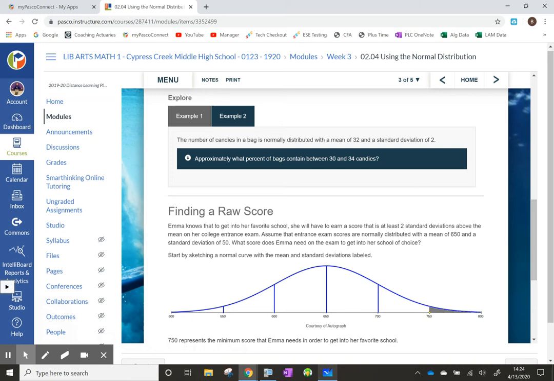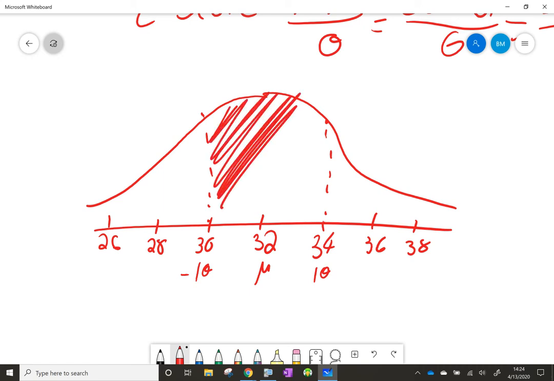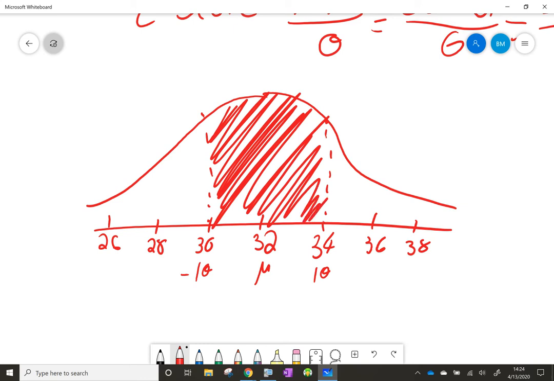Approximately what percent of bags contain between 30 and 34 candies? So we're looking from 30 to 34 on our curve. Now you'll notice immediately that that's from 1 standard deviation to 1 standard deviation. From I guess the -1 standard deviation to +1 standard deviation. We're looking at this region from 30 to 34. Well, because it's from 1 standard deviation to the other 1 standard deviation, right?